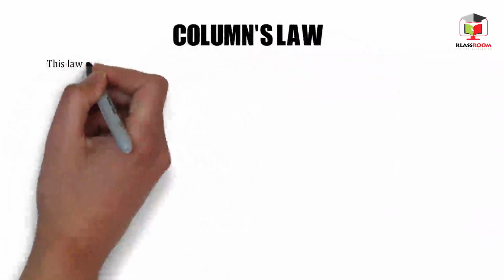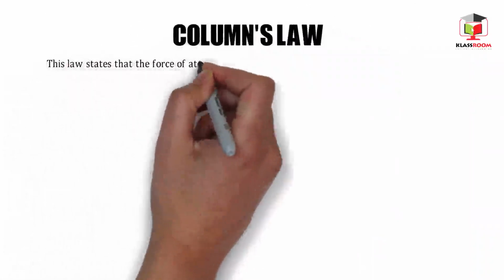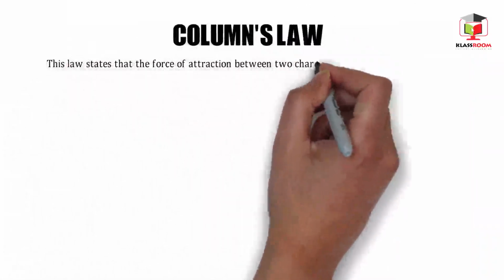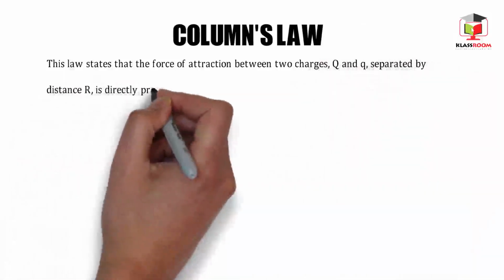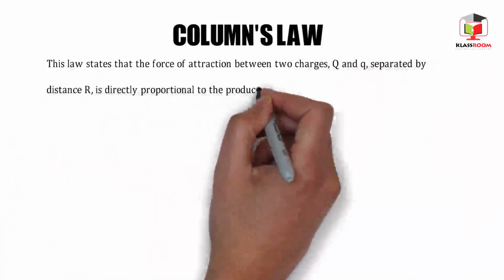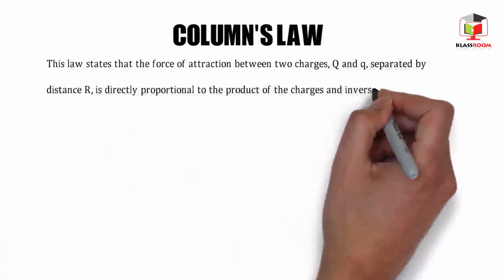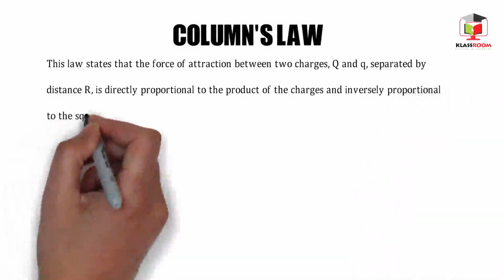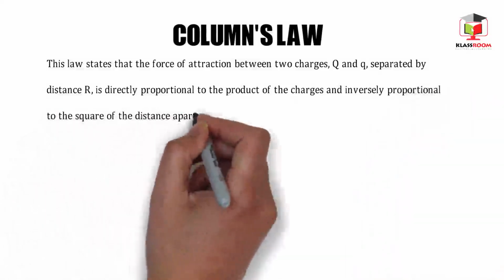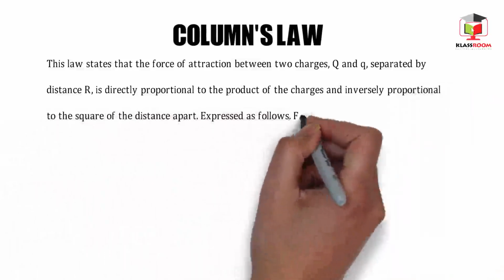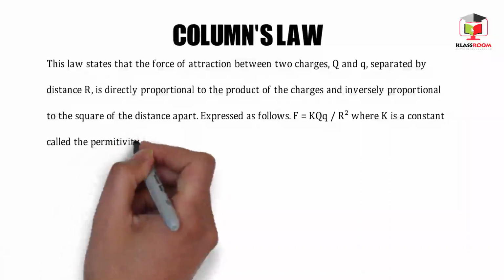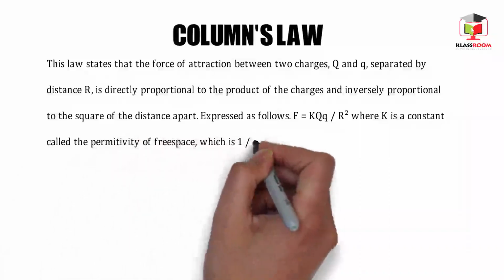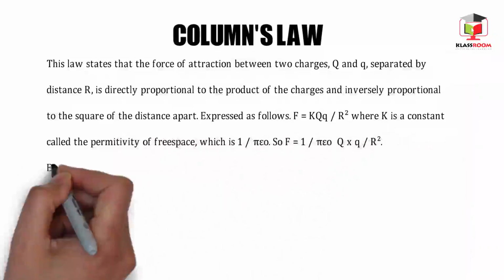Coulomb's law. This law states that the force of attraction between two charges, big Q and small q, separated by a distance r, is directly proportional to the product of the charges and inversely proportional to the square of the distance apart, expressed as follows: F equals KQq over R squared, where K is a constant called the permittivity of free space, which is 1 over 4 pi E naught. So F equals 1 over 4 pi E naught times big Q times small q over R squared.